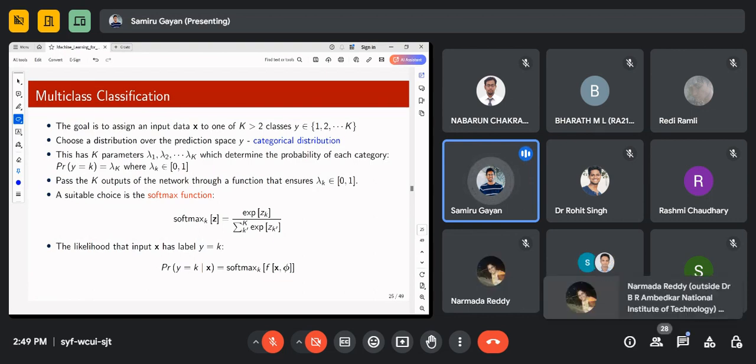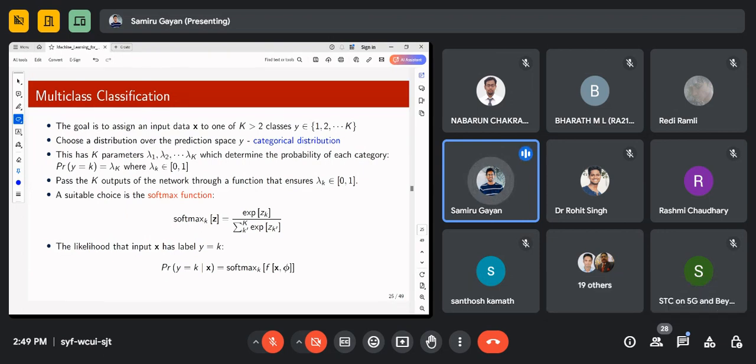In multi-class classification, we use a categorical distribution to model the output, because we have k number of categories. We have a categorical distribution with the parameters lambda 1, lambda 2, up to lambda k, and we can use softmax as the function, and this comes as the output.